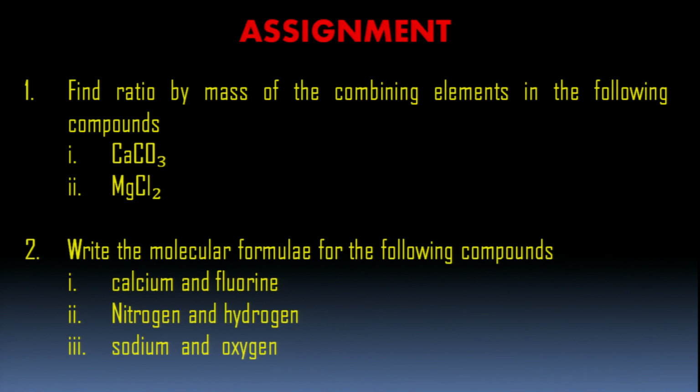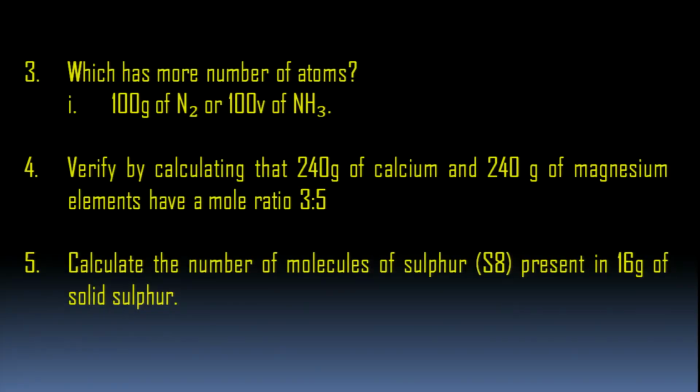Question number 2. Write the molecular formula for the following compounds. You know how to write the molecular formula, we have discussed. Calcium and fluorine, nitrogen and hydrogen, sodium and oxygen. Question number 3. Which has more number of atoms? 100 grams of N2 or 100 grams of NS3?